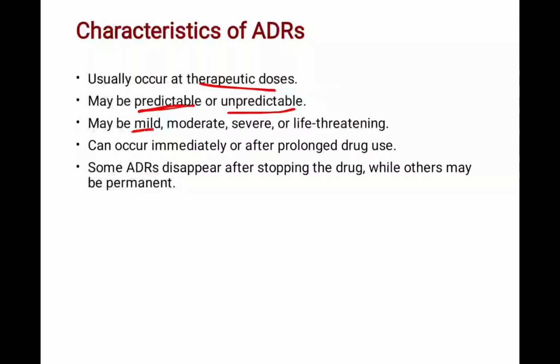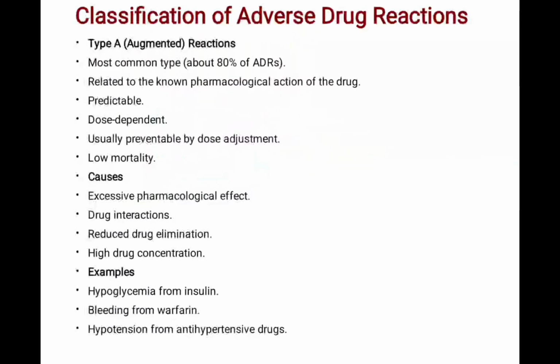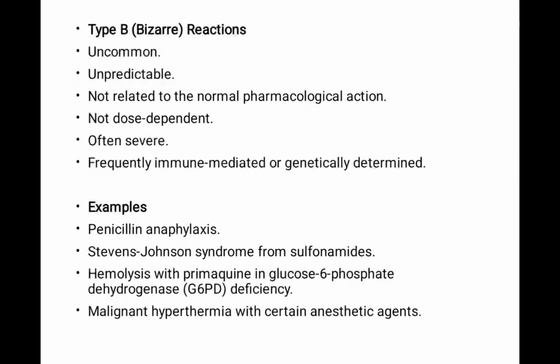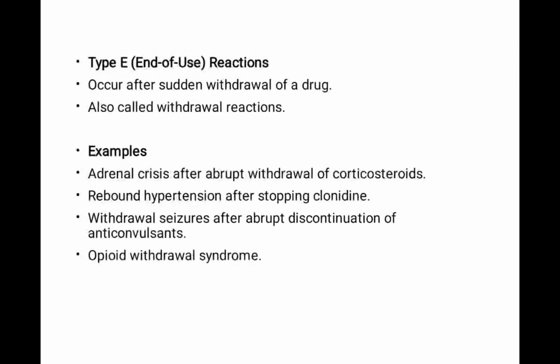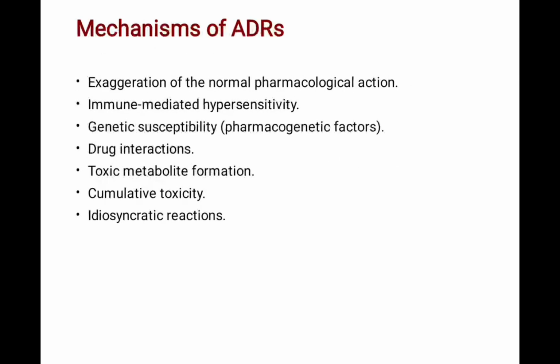It may be mild, moderate, or severe. It can also be life-threatening. It can occur immediately or after prolonged drug use. Some adverse drug reactions disappear after stopping the drug, while others may be permanent. Now let's classify adverse drug reactions. They are classified into type A, type B, type C, type D, type E, type F.